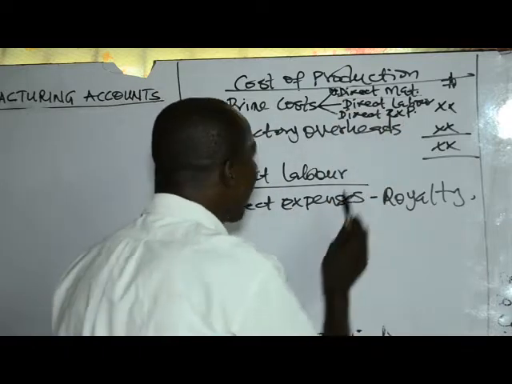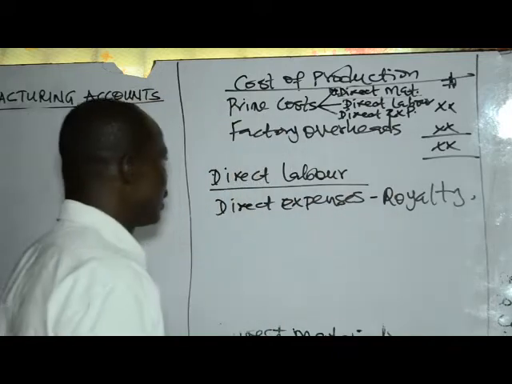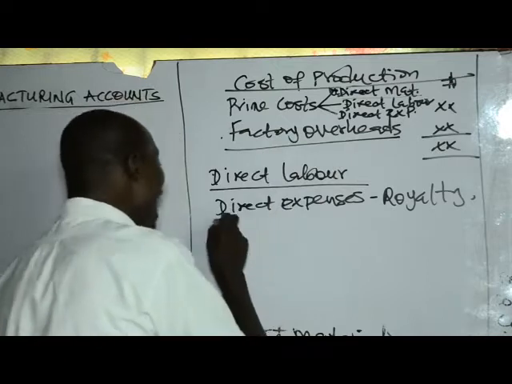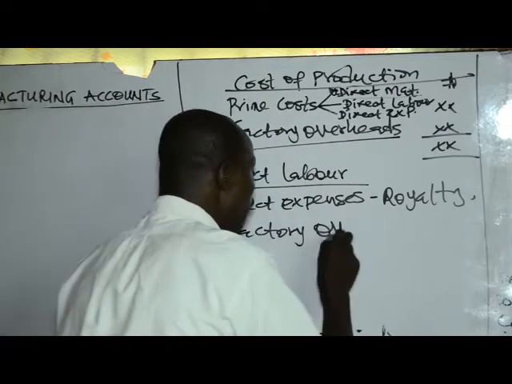I've told you that prime cost is the aggregate of the direct materials, direct labor, and the direct expenses. The next item is factory overheads. What are the overhead costs? Factory overheads.